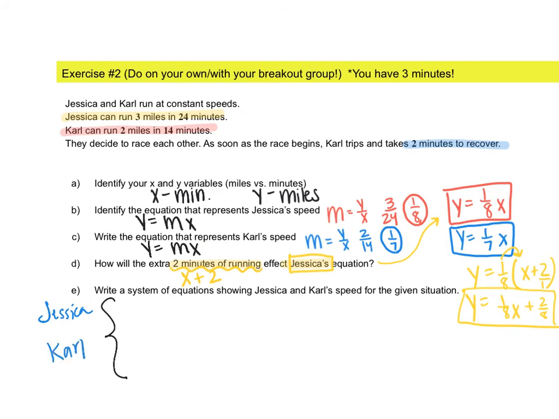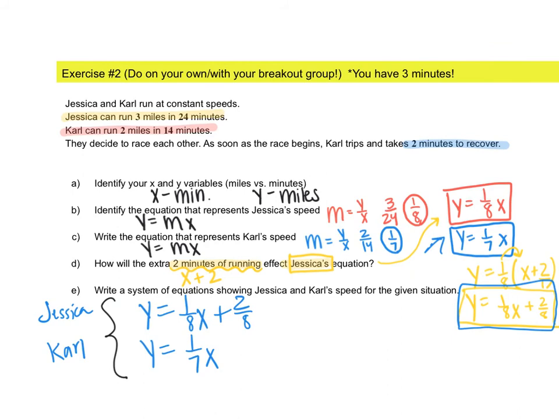Jessica's new equation was affected, so this is the new equation for Jessica. It is y equals 1/8 x plus 2/8. And Carl's equation was this original blue one right here, y equals 1/7 x. Check your work with my work, and we're going to move on to exercise 3, which you will do on your own for some practice.